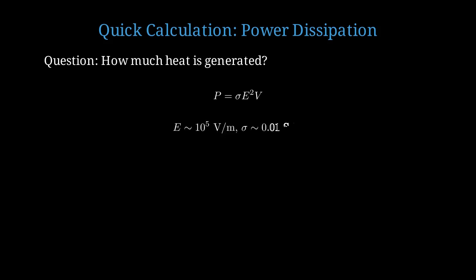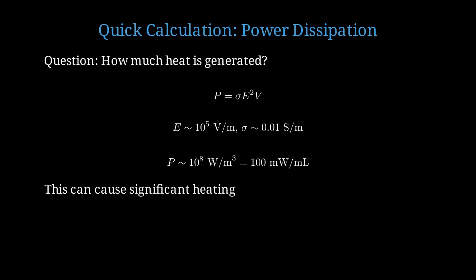For typical conditions, the field is about 10^5 volts per meter, and buffer conductivity is about 0.01 Siemens per meter. This gives a power density of about 10^8 watts per cubic meter, or 100 milliwatts per milliliter. 100 milliwatts per milliliter can cause significant temperature rise in a microfluidic device if we're not careful about thermal management. The solution is to operate at higher frequencies, where we can use lower voltages, or to use pulsed fields instead of continuous application.